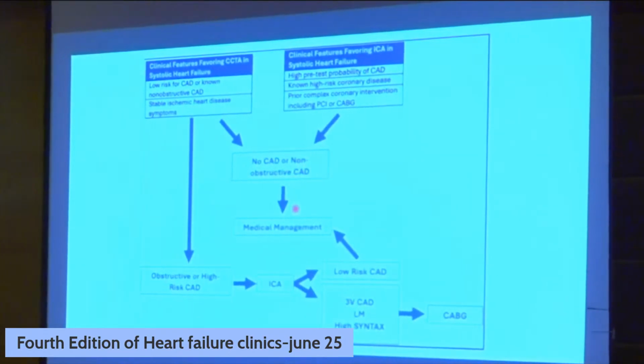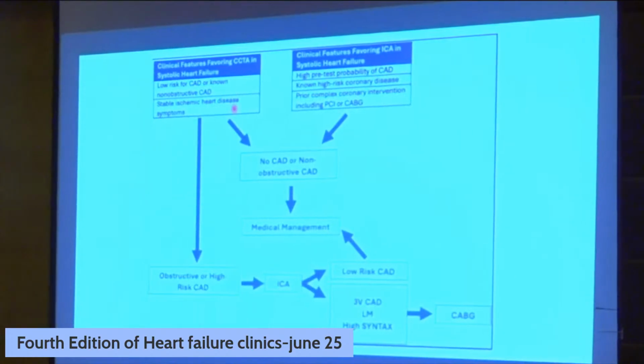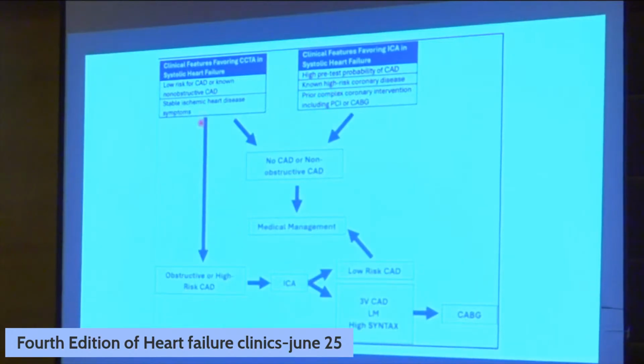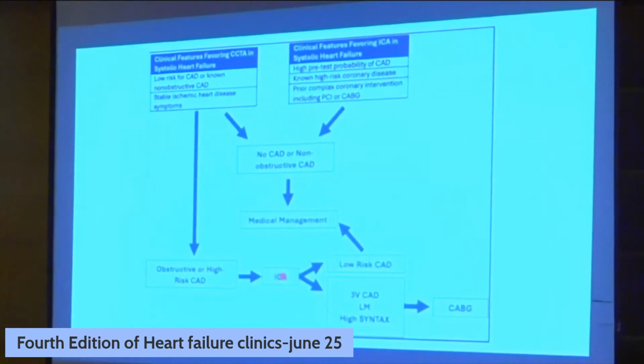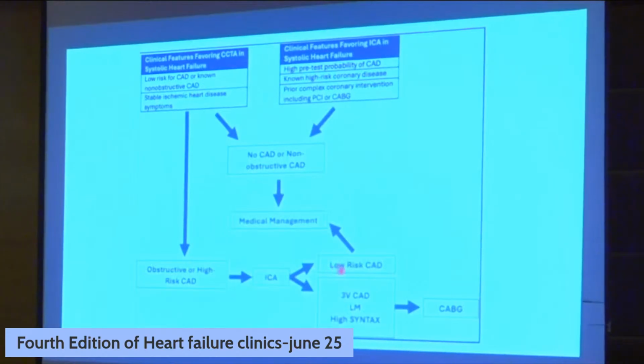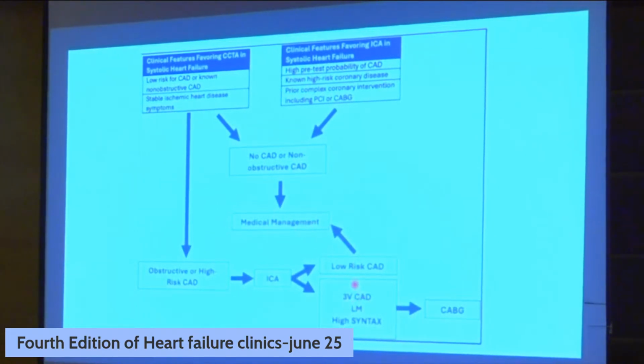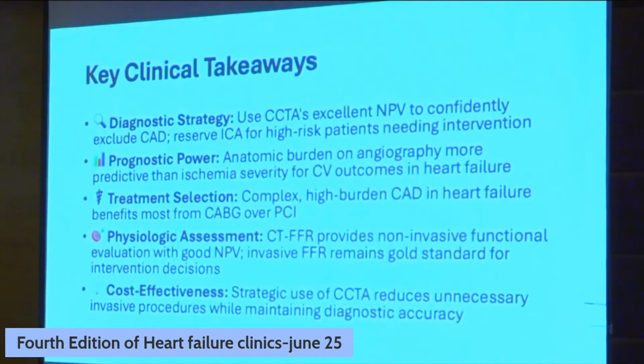If there is no CAD, they go for medical management. But if there is a high grade CAD, then they go for an invasive coronary angiography. That means the first test is a CT angio, and if there is an obstructive CAD, they go for an invasive angio. On invasive angio, low risk CAD means absence of left main, absence of proximal LAD, absence of triple vessel disease, and FFR lesion. That is low risk CAD, and you can safely put them on medicines. If any of these high risk features are there, they should go for a CABG. So this is the algorithm for us to dictate whether this patient requires angioplasty or surgery.